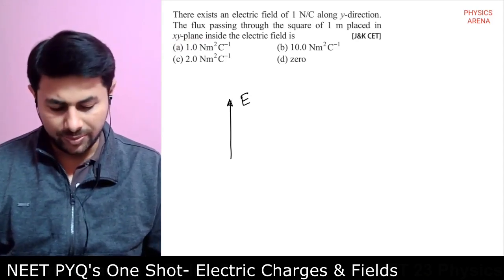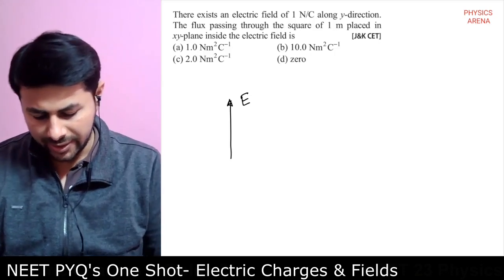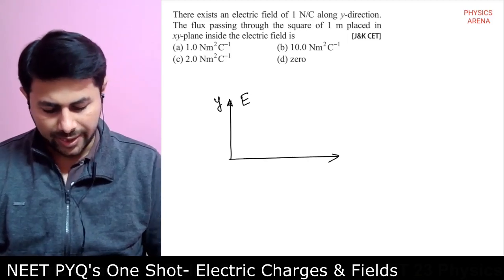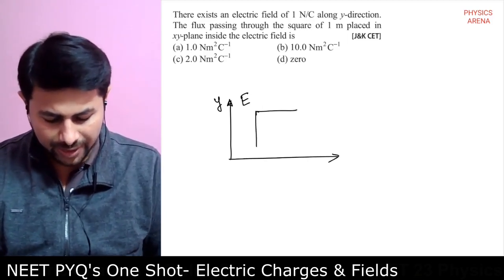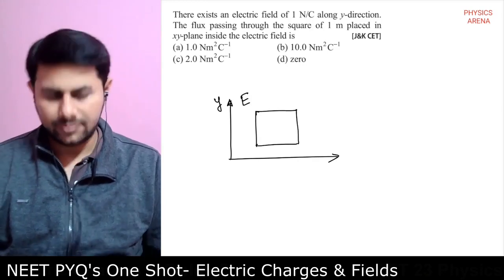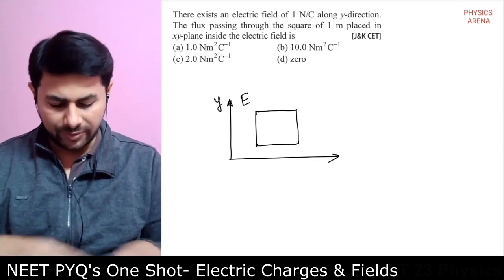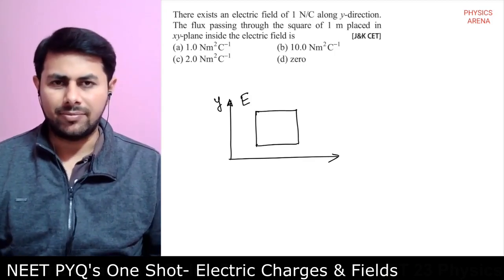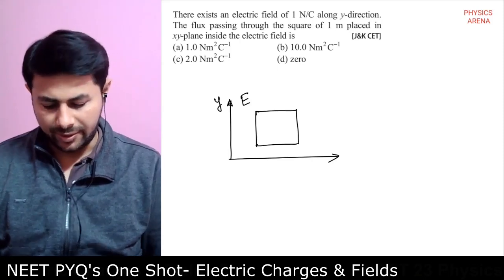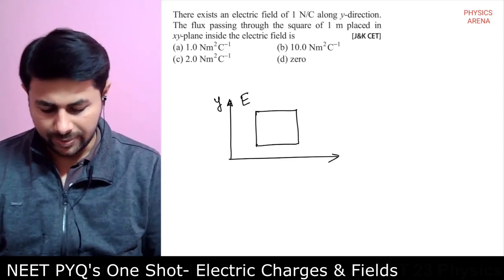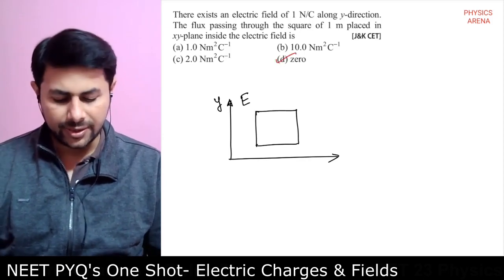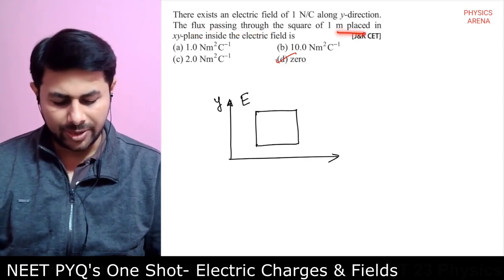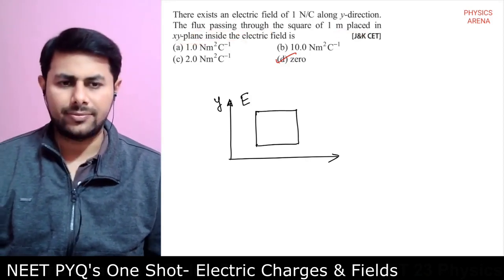Okay, so you have a square of 1 meter, but it is placed in which plane? This is y direction, this is x direction, and the square is kept in xy plane only. So the plane of the electric field and the plane of that square are the same. Both are lying in the same plane. So we don't have to calculate. The electric flux is 0.